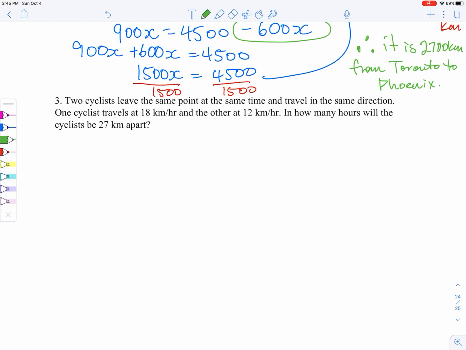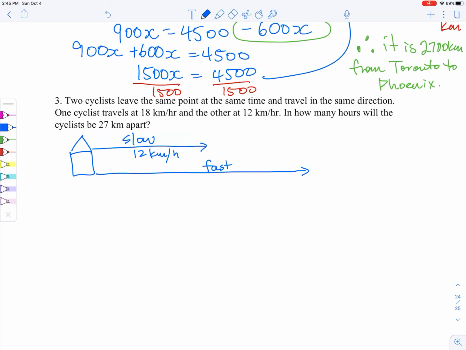Two cyclists leave the same point at the same time, travel in the same direction. Okay, so this time they leave the same place at the same time, and they're traveling in the same direction. So we're going to have our slow person going 12 kilometers an hour, and then our fast person is going to get farther. I hope that makes sense. They're going faster, so they're going to get farther.